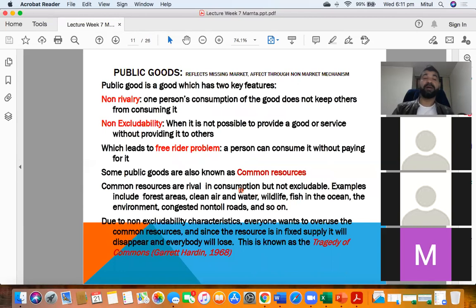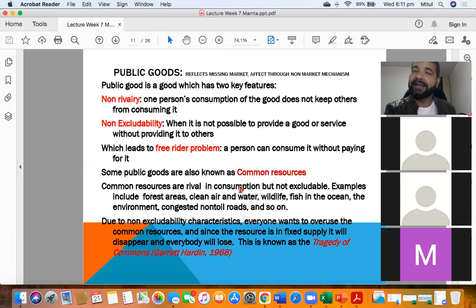Now, let's talk about public goods. To understand public goods, you have to understand two very important things: non-rivalry and non-excludability. What is non-rivalry? Non-rivalry means that when one person's consumption of the good does not keep others from consuming it. One person's consumption of a good will not have any effect on another person's consumption.